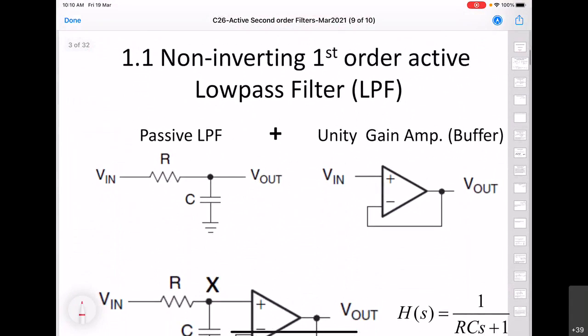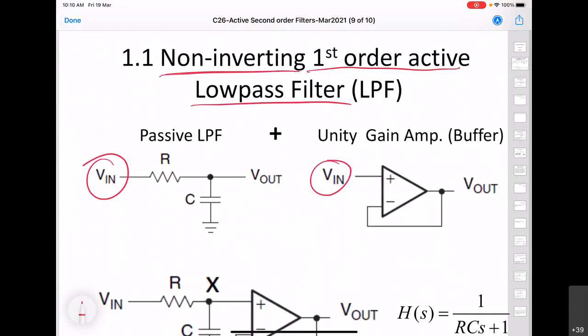So first, the first order active low pass filter, but now in the non-inverting mode. That means the input will ultimately be connected to the non-inverting terminal of the op-amp, and the output and input will be in the same phase.